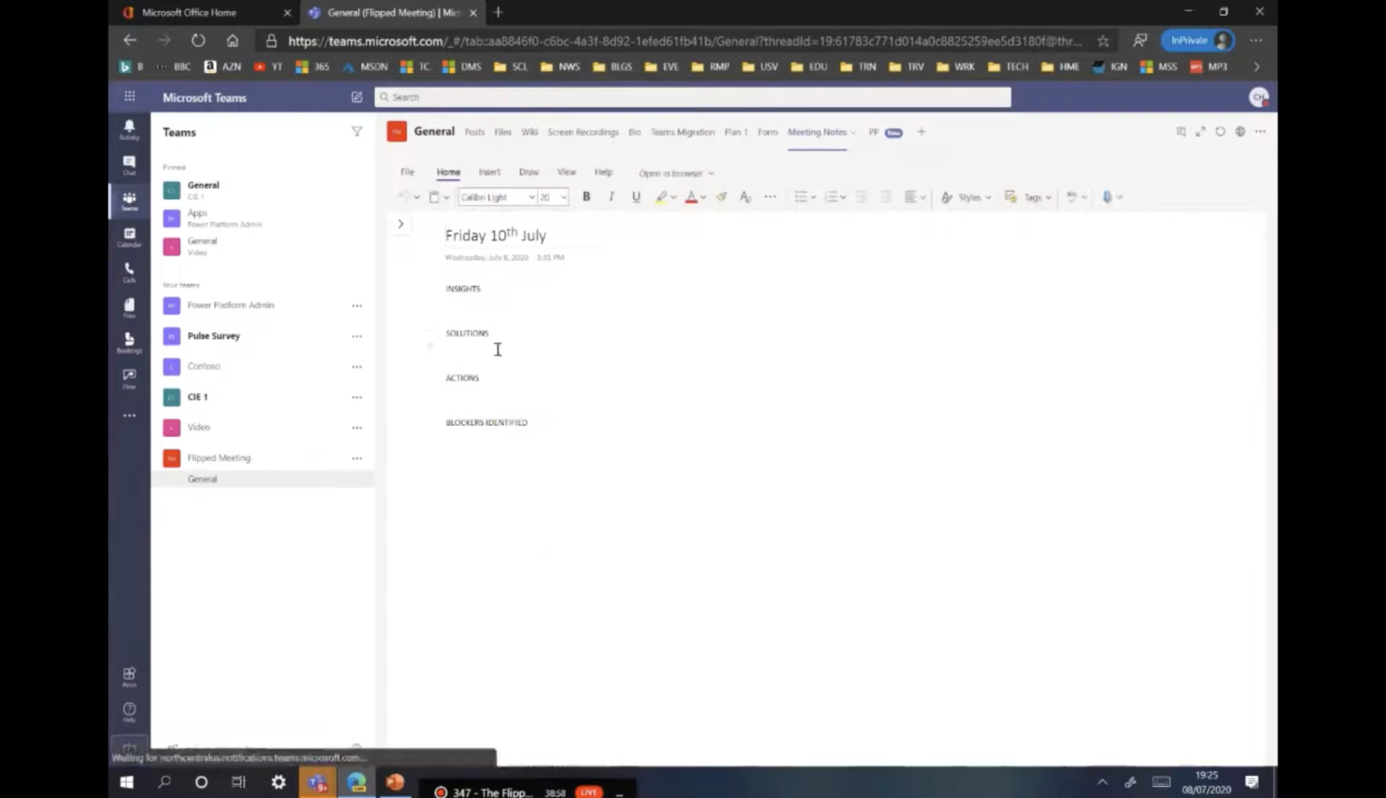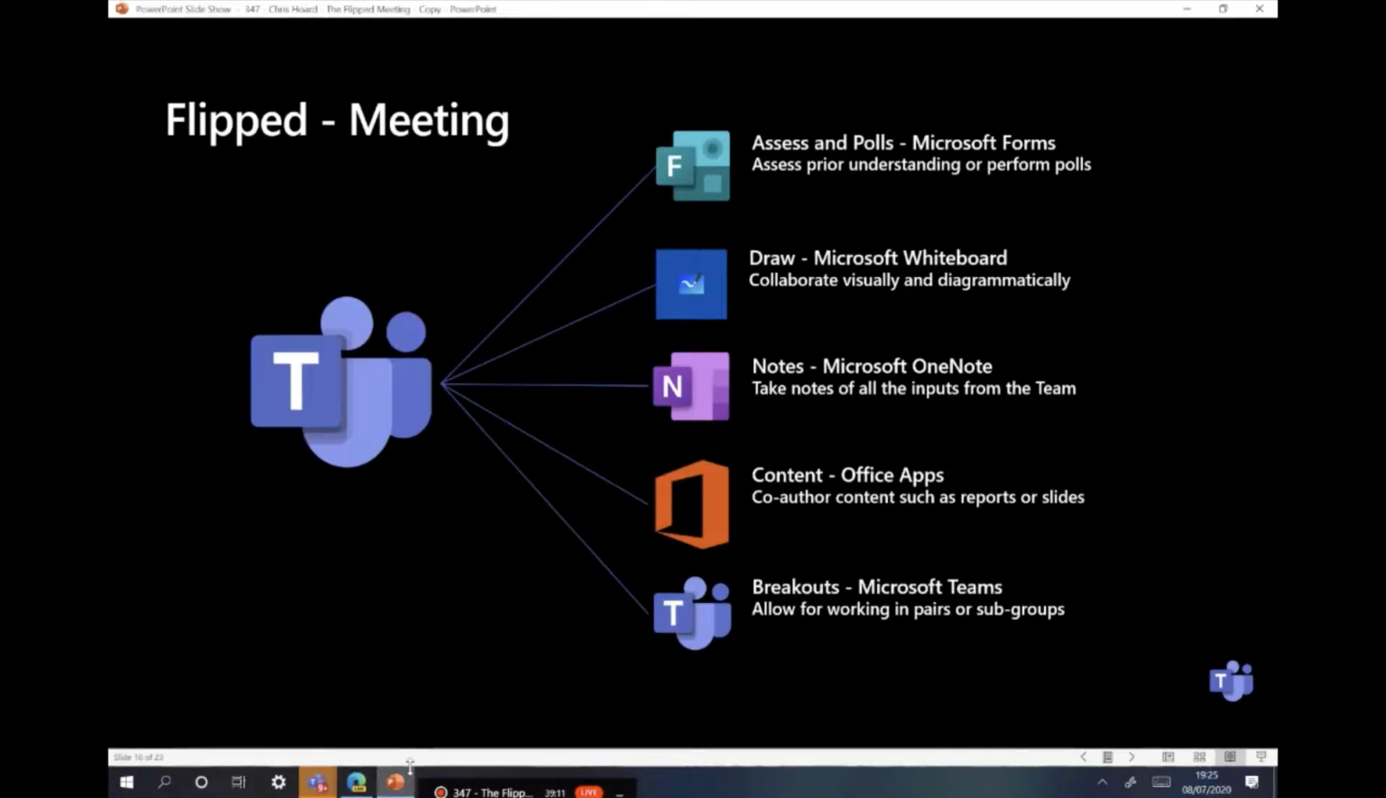That can be set during the meeting: what insights they have come to with each other, what solutions they have designed together, what actions they have identified together, and what blockers they have identified together.